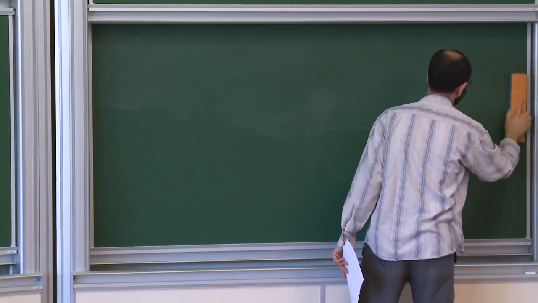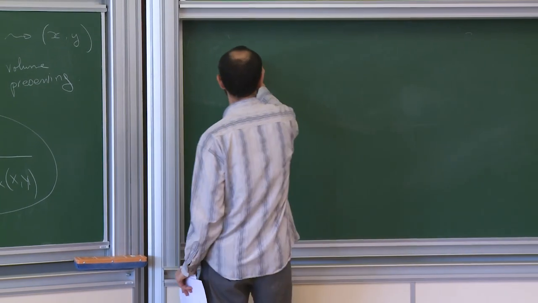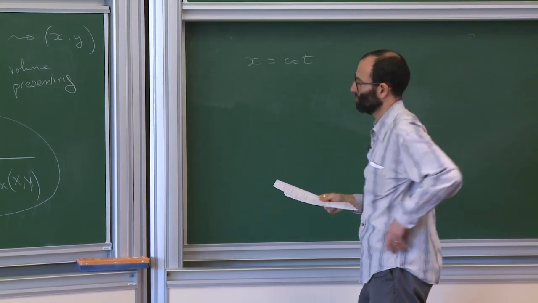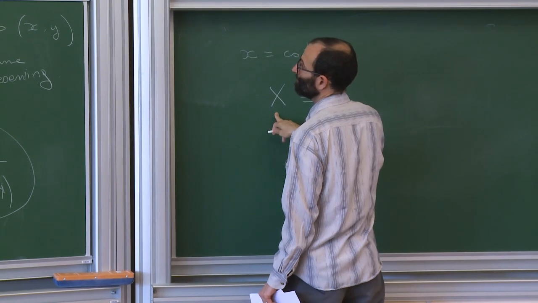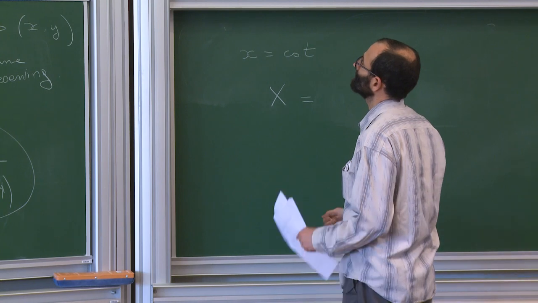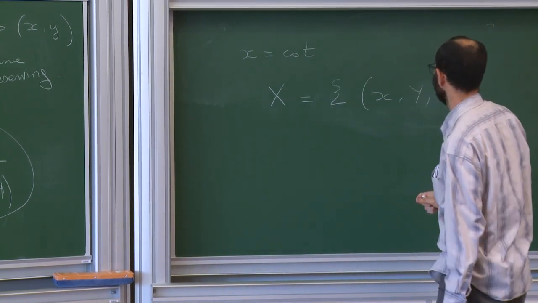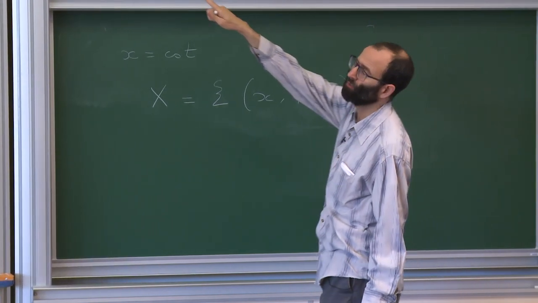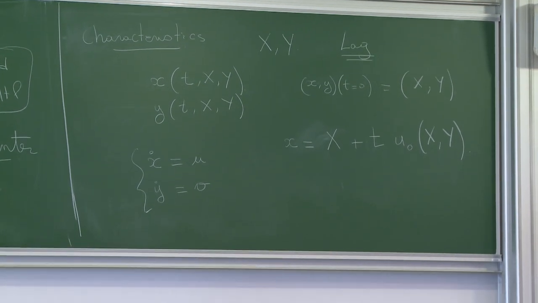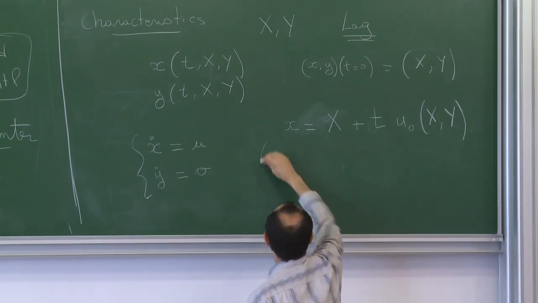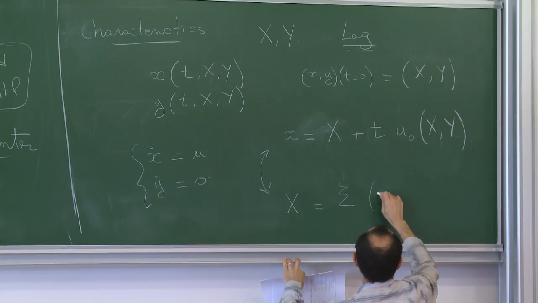So this gives us actually a formula. Maybe I'll just give you the formula. So x equal constant. How do we write that? It means that capital X is just a function of x, y, and t. So I'm just inverting that relation, right? So there I have small x as a function of capital X. I invert it. I think of capital X as a function that I call xi of x, y, t.